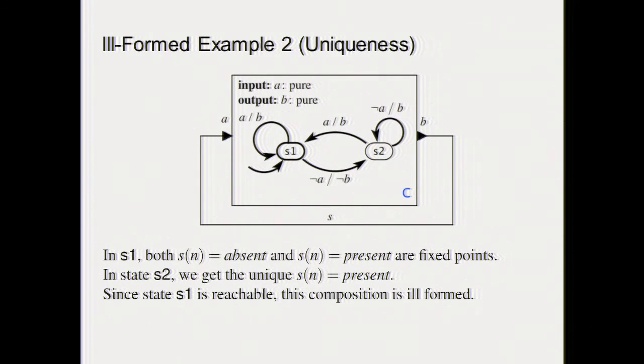Finite state machine. Now, in this particular case, in S1, both Sn absent and Sn present are actually okay fixed points. So no matter what happens, you're always okay. Now, in state S2, we get the unique Sn equal to present because no matter what the value of A is, you always output B. So B is present there. So since state S1 is reachable through the transition marked with A, this composition is ill-formed again, right? Because we have a situation where we can have two solutions. So that is the other ill-formedness, that the solution is non-unique.